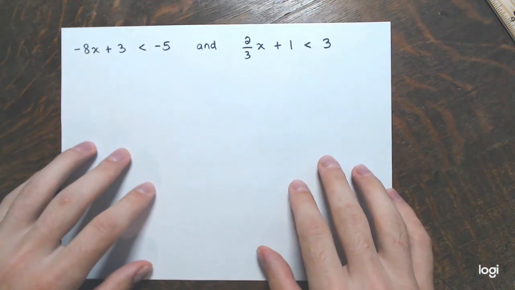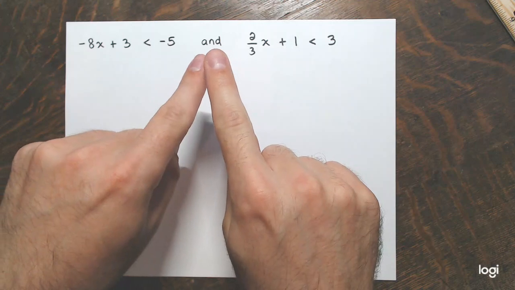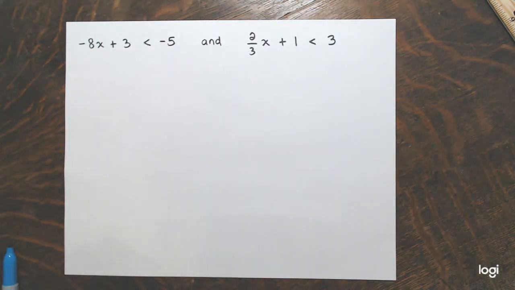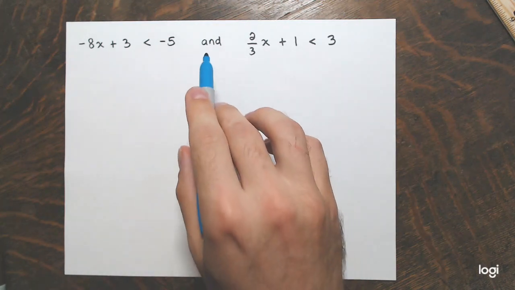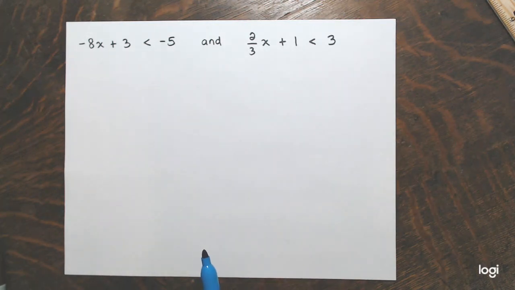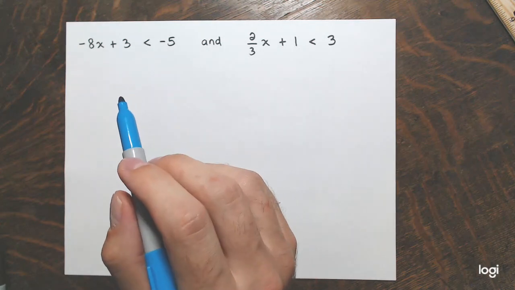So the next example I have is yet another compound inequality involving the word and, where the two inequalities are connected by and. As before, I'm going to solve each of them separately, and then we'll find the intersection. And when you see and, you think intersection. We'll find the intersection of the solution sets.